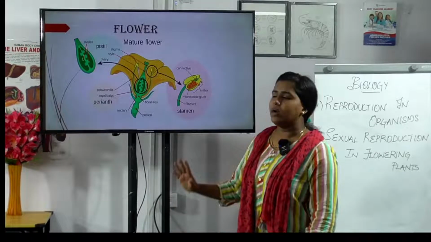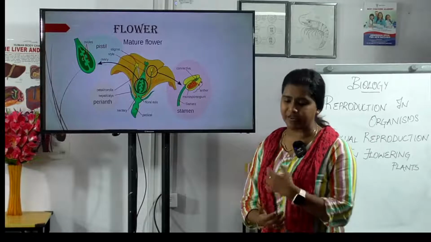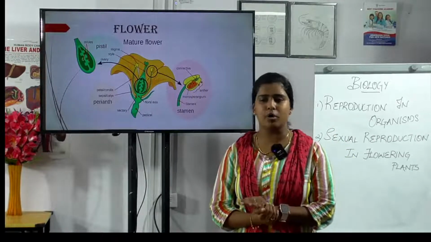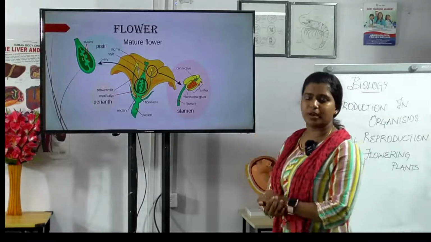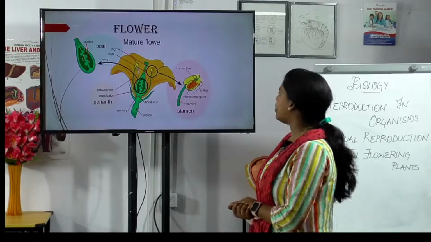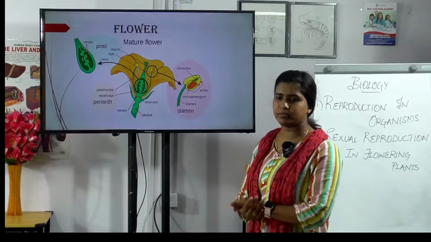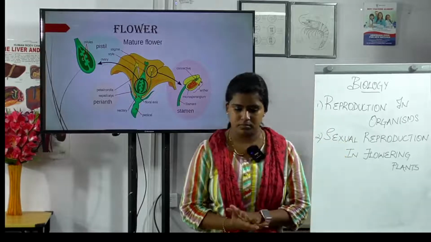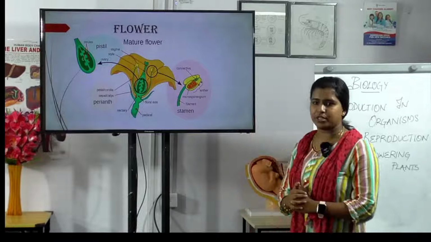Okay, this is a mature flower. A flower is a modified shoot arising from the axis of a small leaf-like structure, and it contains 4 whorls, 2 upper whorls and 2 lower whorls. Which are the upper whorls? That is androecium and gynoecium. Whereas the lower ones are calyx and corolla.